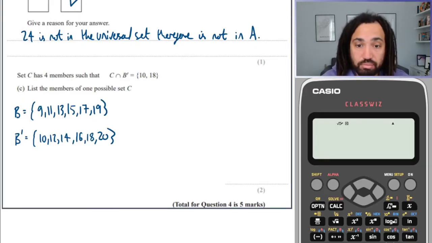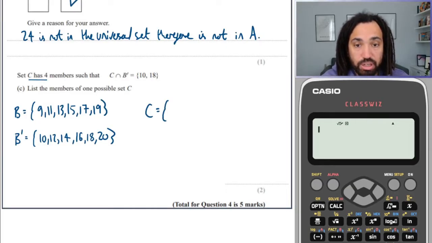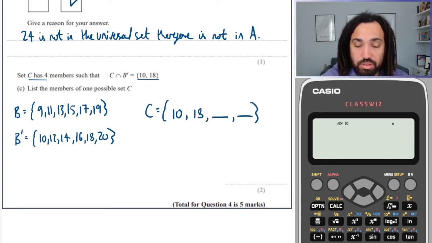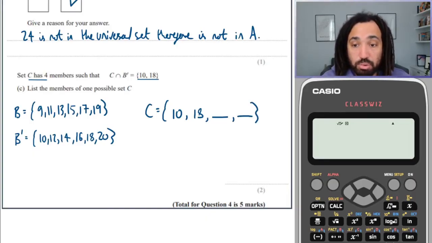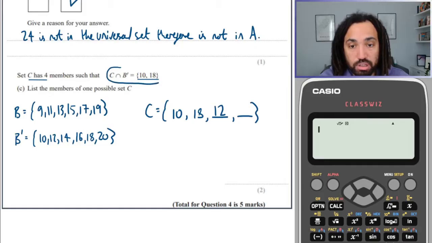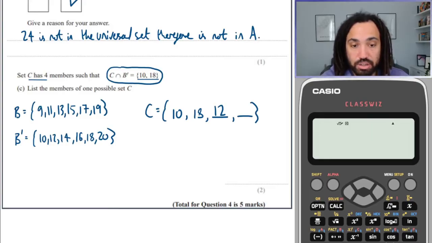Okay, and C, we know, has 4 members, because it says it here, and we know that 2 of them must be 18 and 10. So we need to find the other 2. Now, all we know is that if, for example, I put 12 here, then this would be wrong, because if 12 was in C, then the intersection between C and not B would be 10, 18 and 12 as well. So we can't have any more numbers which are not in B.